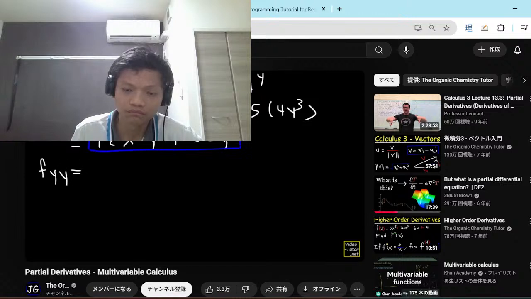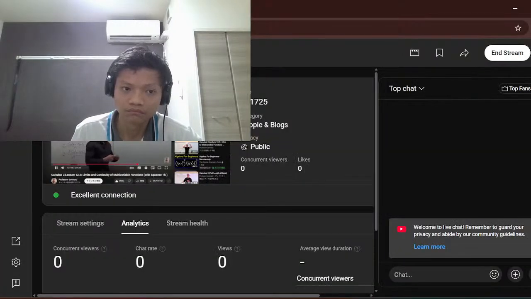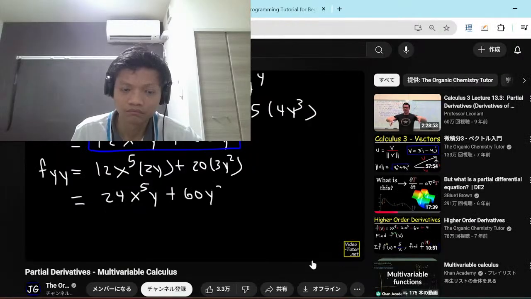So let's find fyy. Let's differentiate with respect to y one more time. So it's going to be 12x to the fifth times 2y plus 20 times 3y squared. So that's equal to 24x to the fifth y plus 60y squared. So that's fyy.